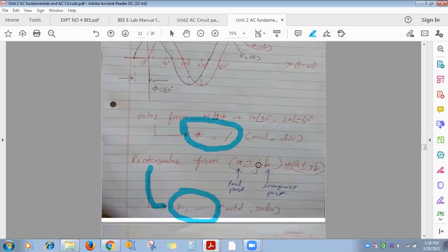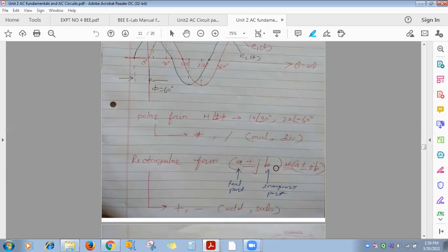And what is rectangular form? Complex numbers you have studied in mathematics. A complex number has a real part and an imaginary part. Whatever circuits you have, they have resistance, and that resistance is always positive. So you will find that the rectangular form has only a positive real part. But what about the imaginary part? There can be an inductor, there can be a capacitor, or both. That's why the imaginary part can be positive also and negative also.